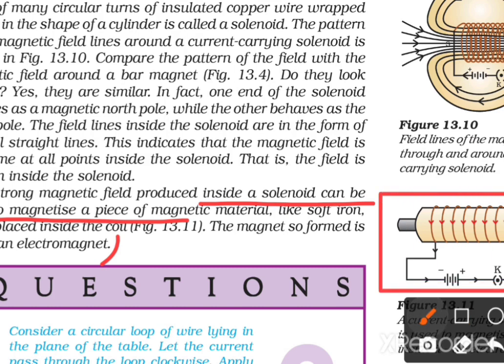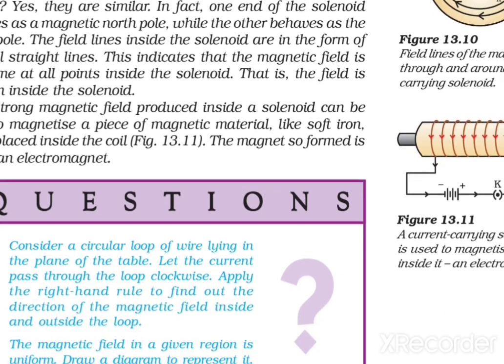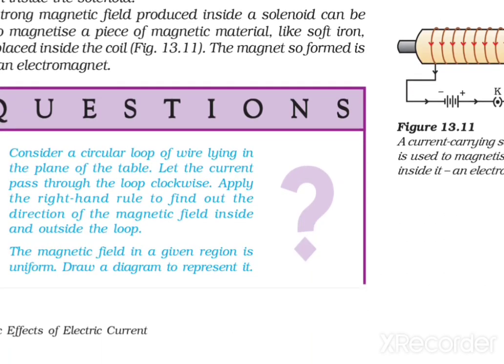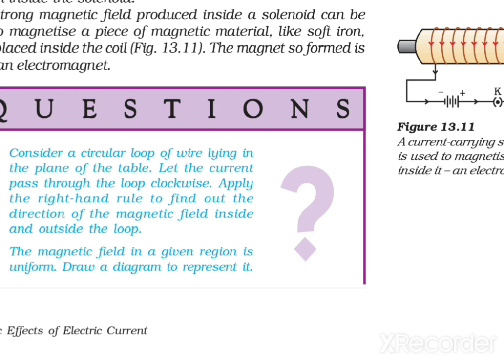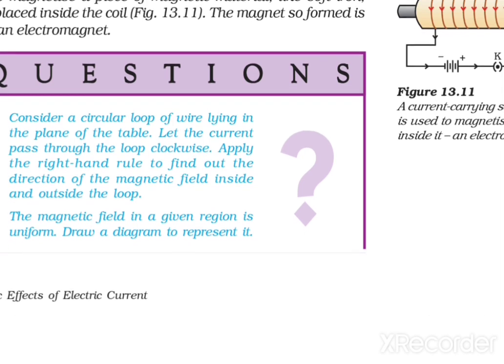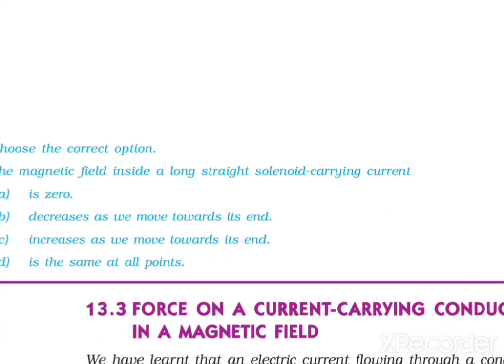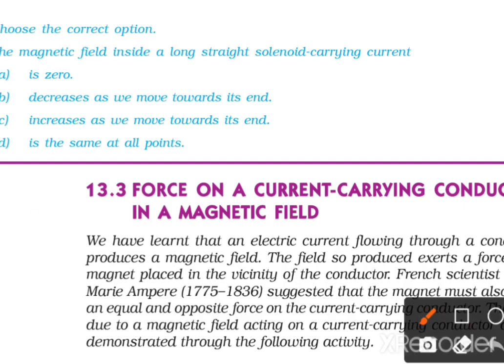Here the soft iron is placed inside the solenoid. The magnet so formed is called an electromagnet. You have to answer these two questions. And in the next class we will see 13.3, force on a current carrying conductor in a magnetic field.